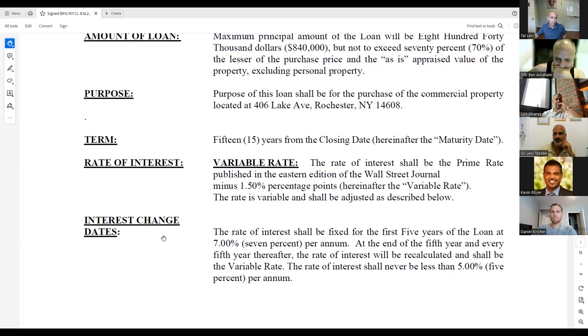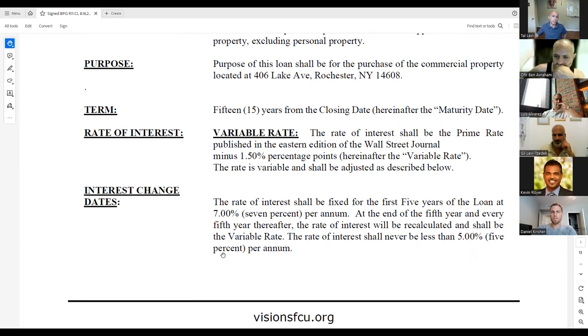Okay, and you can see it here. Interest rate change, for me, no less than 5%. I'm sorry, I said 7%. And it changes every 5 years, okay? It's fixed for the first 5 years. So every 5 years it changes. Okay, good. That's a floating rate.